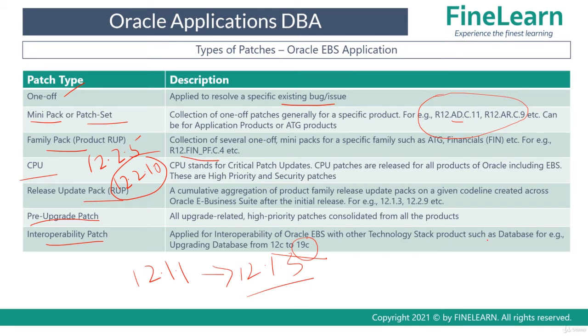So these are different types of patches that are there in Oracle E-Business Suite. Obviously, the frequency of applying decreases as you go up, because mostly the DBAs apply one-off patches, followed by patch sets or mini packs, and then family packs, CPU patches, etc.